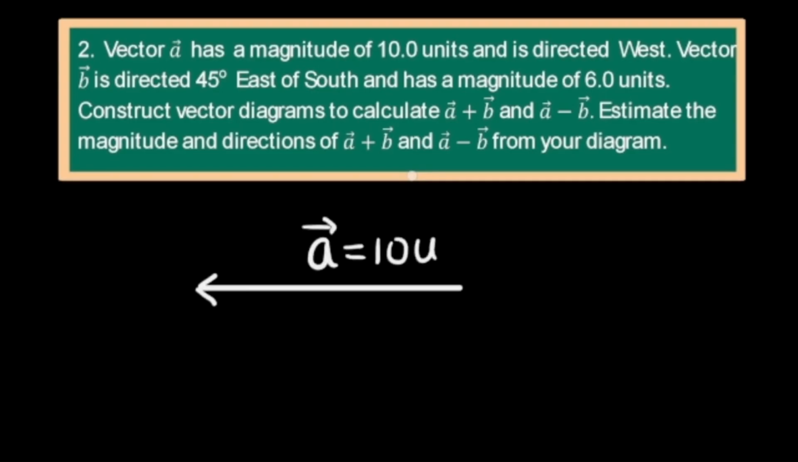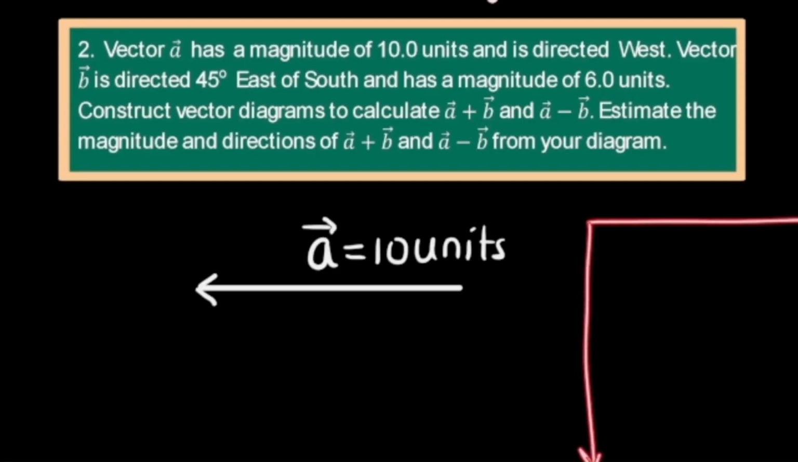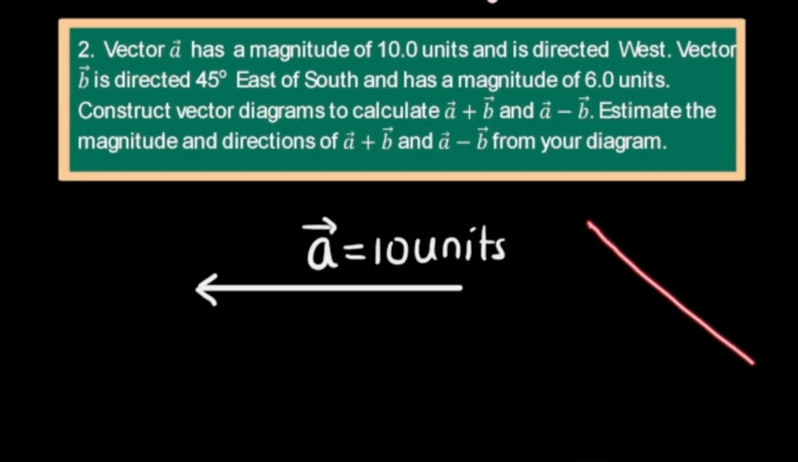And it is 10 units. It's going west. So going west means it is going in the negative x direction. Alright. The second vector B, it is directed at 45 degrees east of south. We know that going straight down, this is south. Going to the right is east. So what we want to do is go 45 degrees east of south.